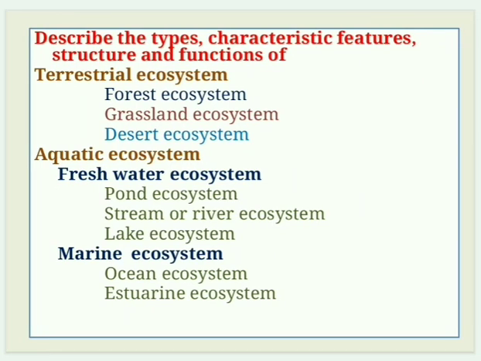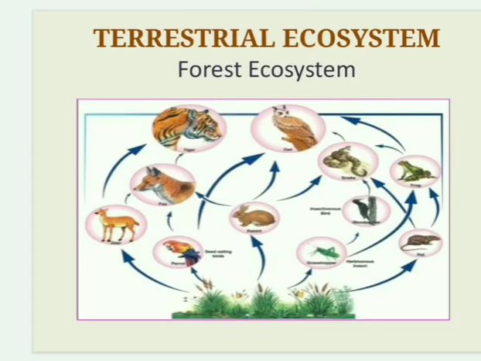Okay. Next are the types, characteristics, structure and function of ecosystems, which we have to see in detail. We have to see terrestrial and aquatic. In terrestrial, there are forest, grassland and desert ecosystems. Aquatic is divided into freshwater and marine. Freshwater includes pond, stream or river, and lake ecosystems. Marine or salt water includes ocean and estuary. We will see them one by one. Any one of them can be asked in your exam.